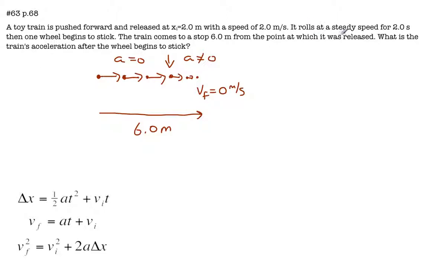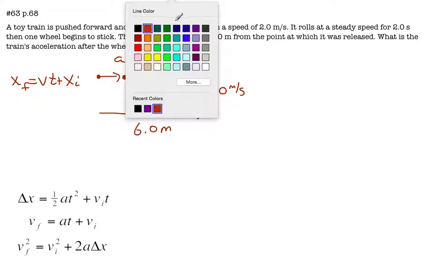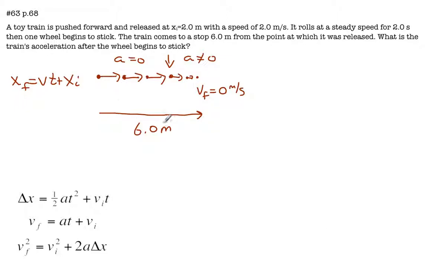One of the things we do know is that it rolls at a steady speed for 2 seconds. This part of the motion right here, where the acceleration is 0, can be studied using the constant velocity kinematics equation. X final is equal to Vt plus X initial. I could find out how far the object traveled because of the things that I happen to know about this equation. I know that the object traveled for 2 seconds with this constant velocity, that this entire motion took 2 seconds. So I know time. I know the velocity the car was traveling, 2 meters per second to the right. So I could find delta x.